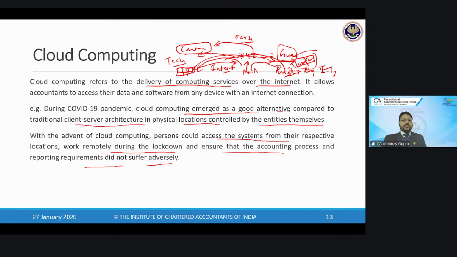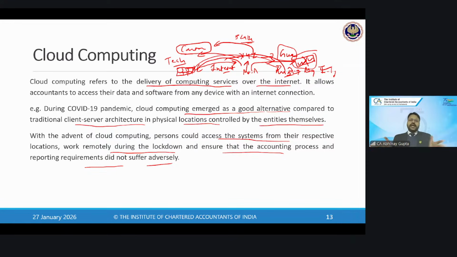Number two, they don't need to get them installed in their office space, which otherwise could have been used for other purposes, right? And number three, they don't need to hire an IT professional to maintain them. So no maintenance cost, no purchase cost, no installation required, no office space is consumed, right? And no responsibility.